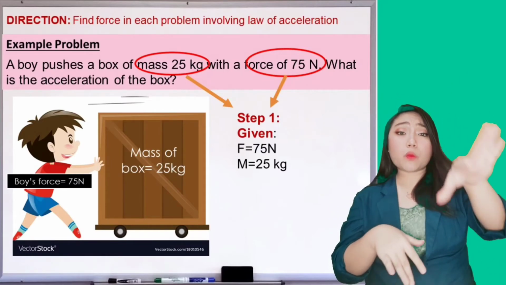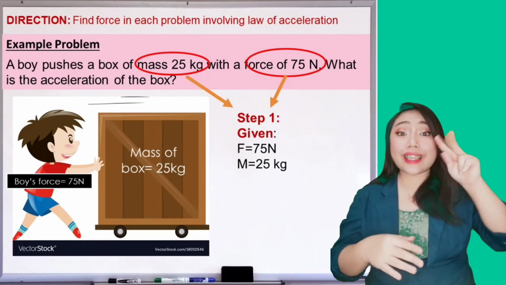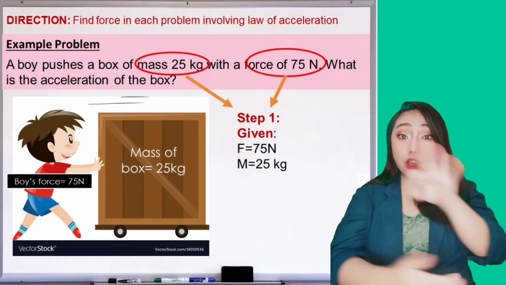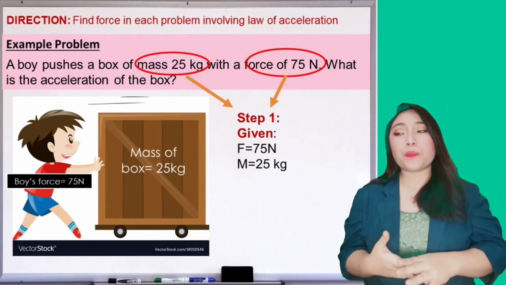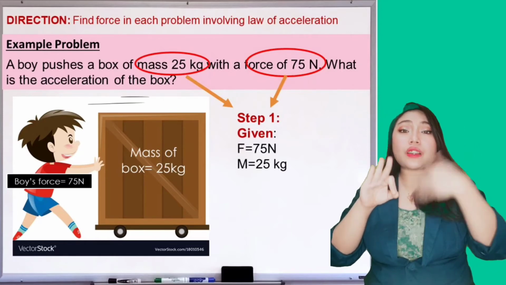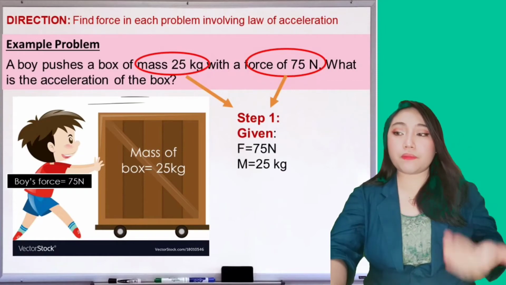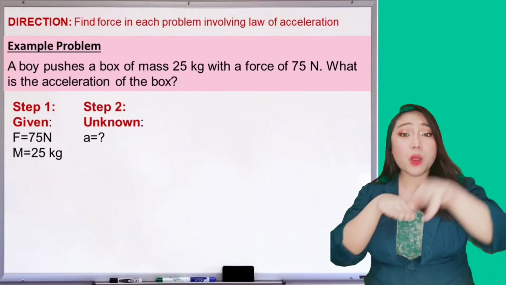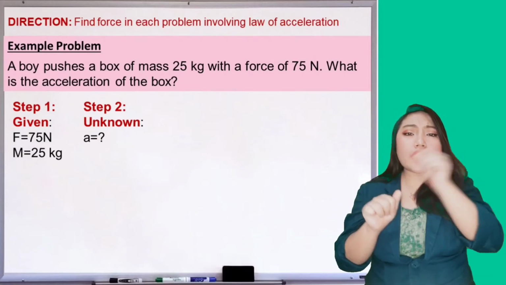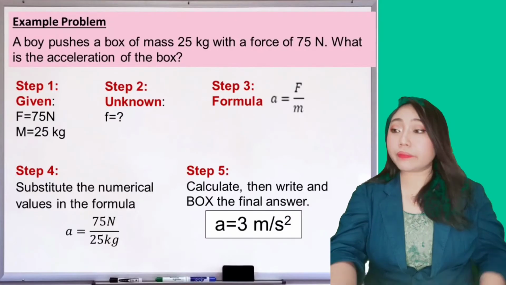The first step is you have to get the given. In the problem, if you see kilogram, then you know that is mass, and if you see N, that's force. So F equals 75 newtons and mass equals 25 kilograms. Next, step 2: what are you searching for? You are looking for acceleration. So you just write A equals question mark.